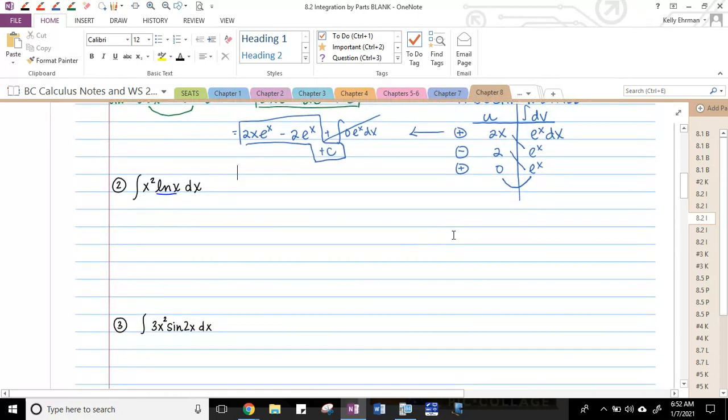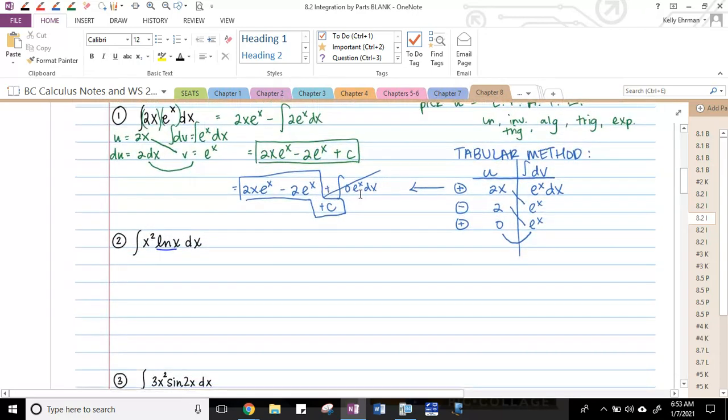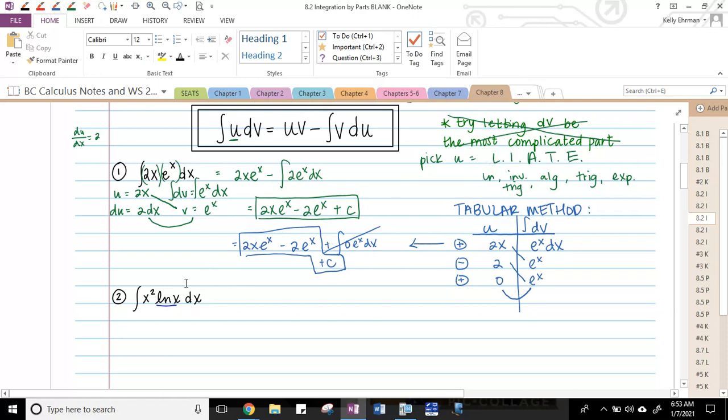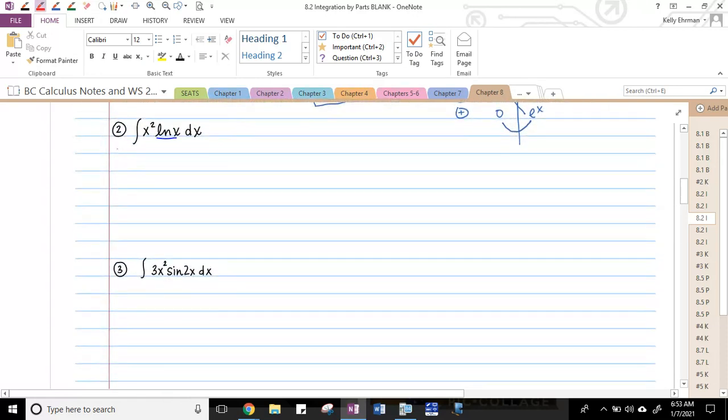Okay, so let's do another one. We're going to do the next one both ways again. So for number 2, let's go back to the traditional method. Now we have LIATE. Remember, if there's a natural log, that's what u has to equal. So u is natural log x. That means that dv is x squared dx.